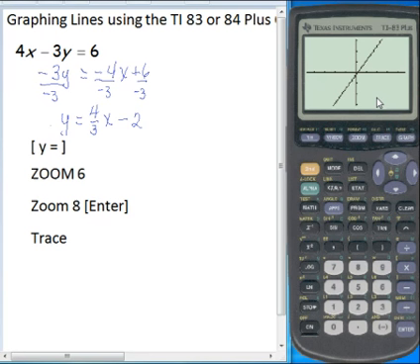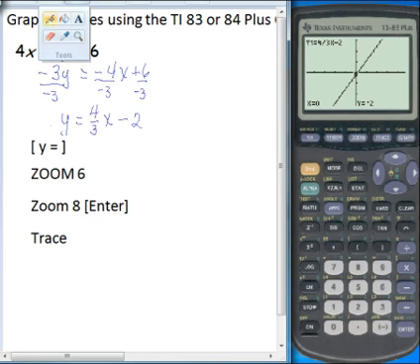But we're not going to need to worry about that so much because we're going to use the trace key to get a table of values here. And of course, the first value we'll get is, just a second, I have to make sure I got a pen here. Okay, the first value we'll get is the y-intercept, which is going to be 0, negative 2.